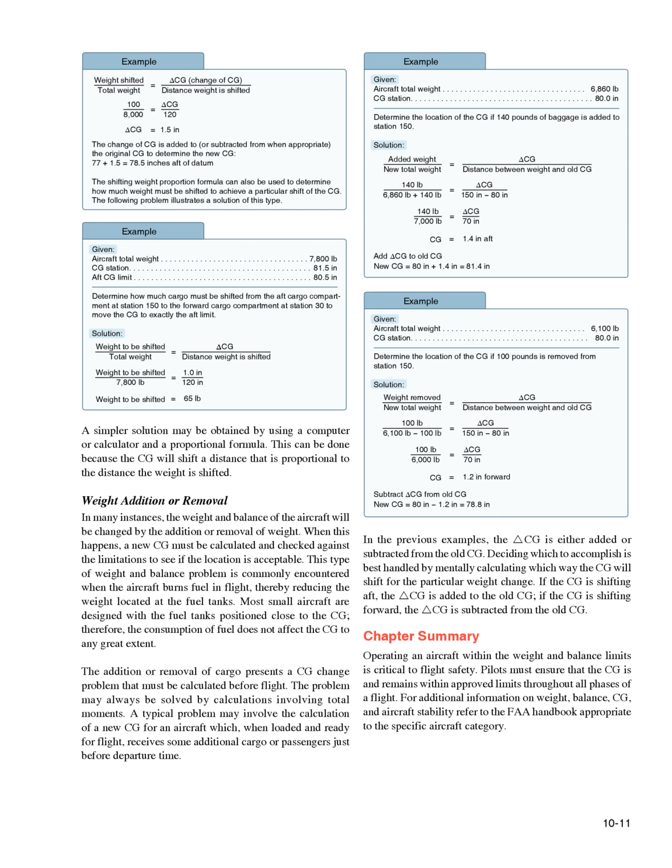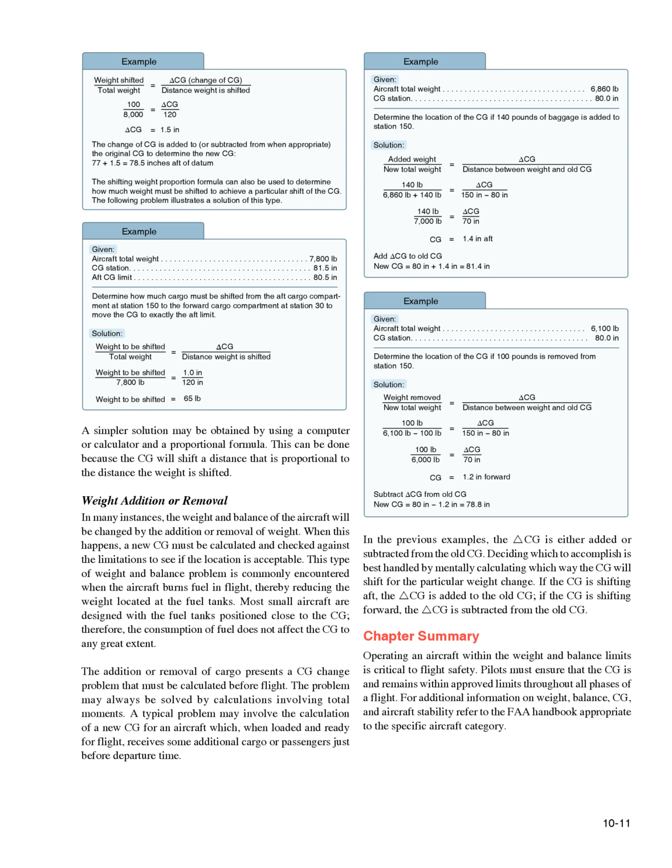The addition or removal of cargo presents a CG change problem that must be calculated before flight. The problem may always be solved by calculations involving total moments. A typical problem may involve the calculation of a new CG for an aircraft which, when loaded and ready for flight, receives some additional cargo or passengers just before departure time. The change in CG is either added to or subtracted from the old CG. Deciding which to accomplish is best handled by mentally calculating which way the CG will shift for the particular weight change. If the CG is shifting aft, the change in CG is added to the old CG. If the CG is shifting forward, the change in CG is subtracted from the old CG.